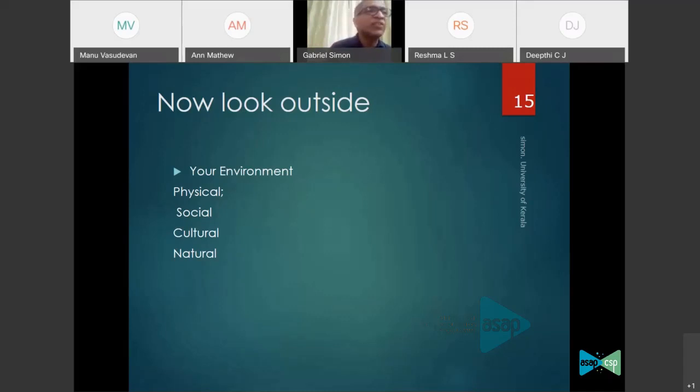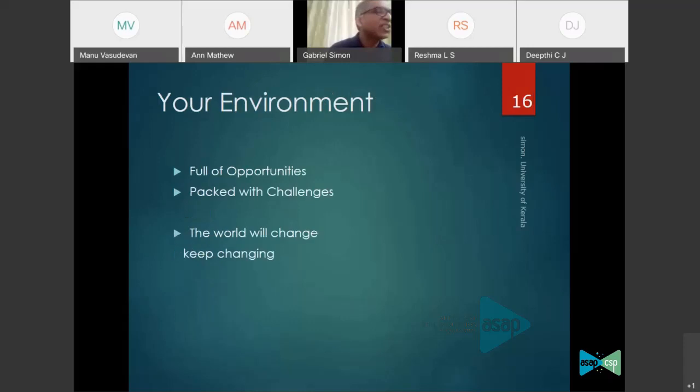Let us move to the next slide, slide number 16. Now, when you look at the environment, you will see that it is full of opportunities. It is full of opportunities, but it is packed with challenges. You cannot have a fast-changing environment just giving you opportunities. It obviously comes with challenges, with problems, which perhaps traditionally we call threats.